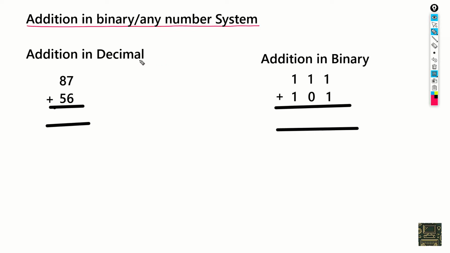So first, I would like to tell you how to add in decimal number system. We know that we have decimal number system, binary number system, hexadecimal number system, octal number system. All these number systems are based on base value. The base value in decimal number system is 10, and the base value in binary number system is 2. So how to add two numbers in decimal number system?